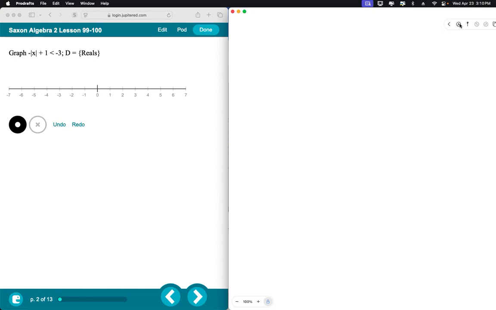So we've got, let me get my pen here. We've got negative absolute value of x plus 1 is less than negative 3, and the domain is reals. Okay. So first, it's the same thing that we normally do. We want to get x by itself. So we do that part first. I'm going to subtract 1 from both sides. That leaves me negative absolute value of x is less than negative 4.